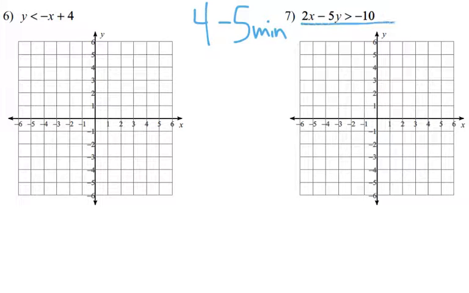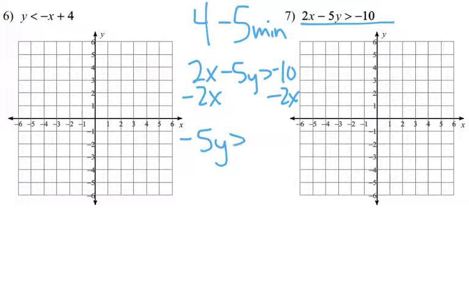Remember 7, that's standard form. So you can change it to slope-intercept form, right? So I'll give you a little help. You would subtract the 2x. Give yourself negative 5y is greater than negative 2x minus 10.